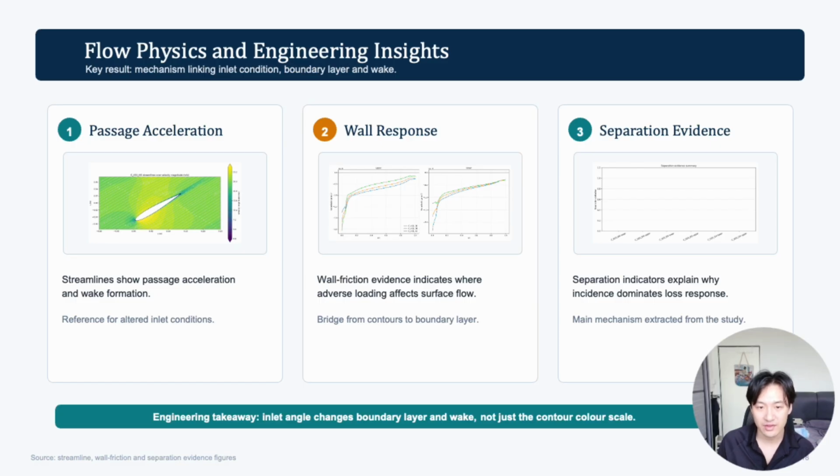This does not mean there is no loss. Loss can still be generated by boundary layer growth, wall shear and wake mixing. The main engineering insight is that the incidence changes the alignment between the incoming flow and the blades. So it affects the boundary layer development and wake more directly than the velocity magnitude does. Therefore, inlet angle control is important in blade passage operation.